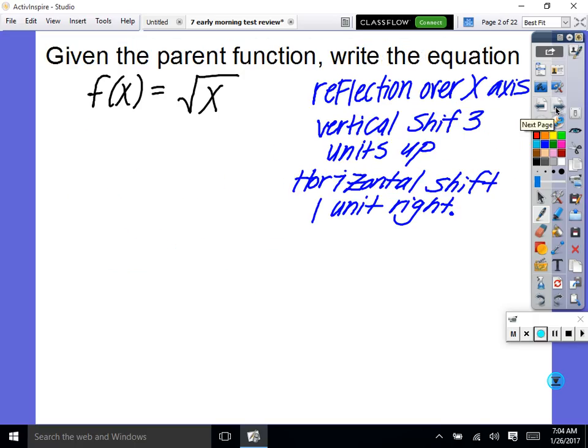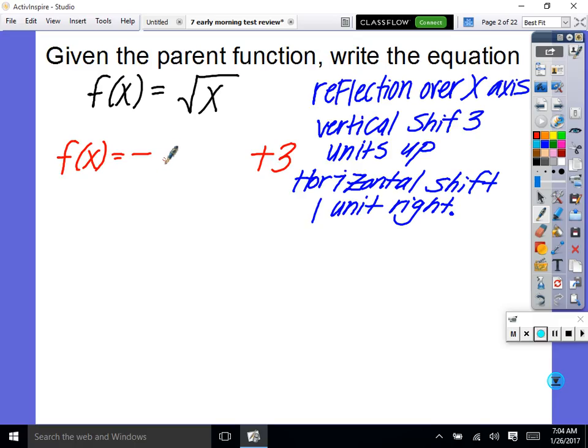Okay, so given the parent function, write the equation. A reflection over the x-axis. So we'd rewrite f of x is equal to, it's going to be a negative. A vertical shift 3 units up. So that's a plus 3 out here, correct? Up shifts up and down, sign stays the same. And then a horizontal shift 1 unit right.